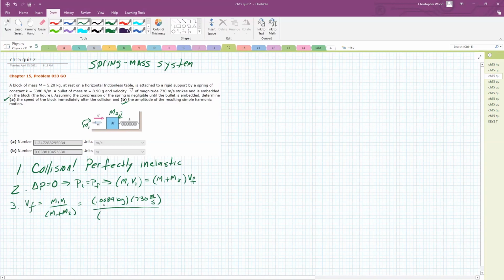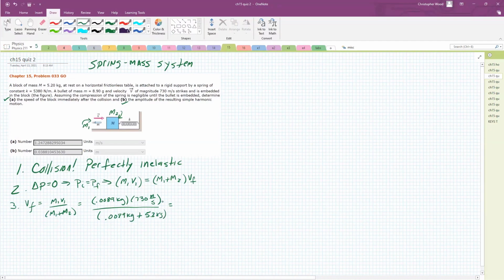I do. M1 is the bullet, so that's 0.0089 kilograms, because 8.9 grams is that many kilograms, plus the mass of the block, which is 5.2 kilograms. So here's the answer to part A.